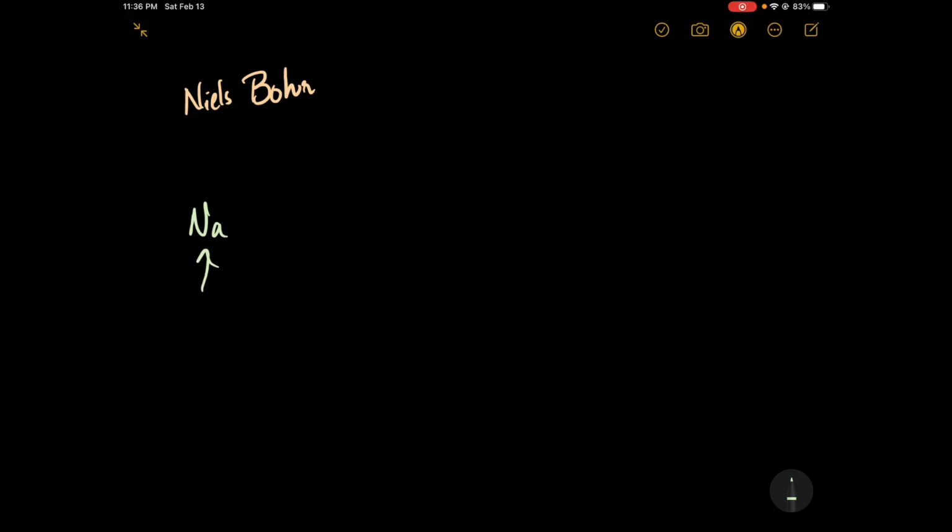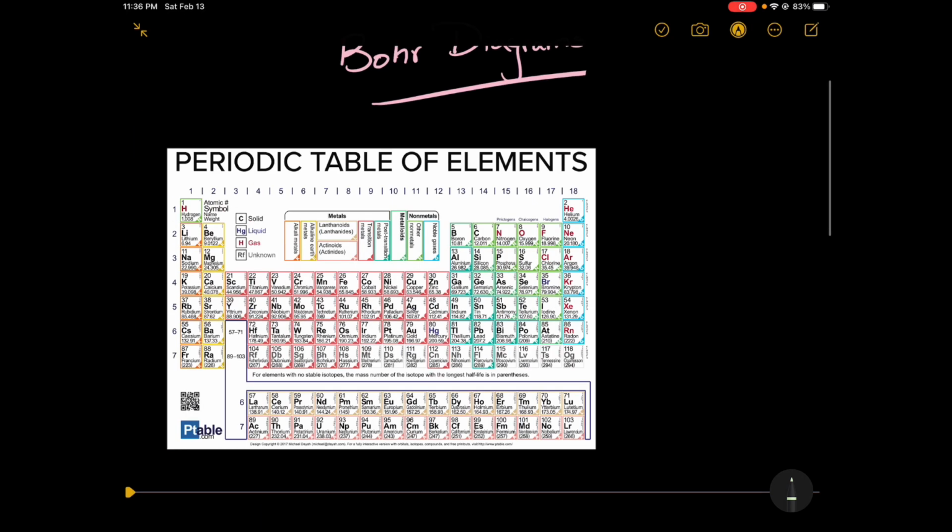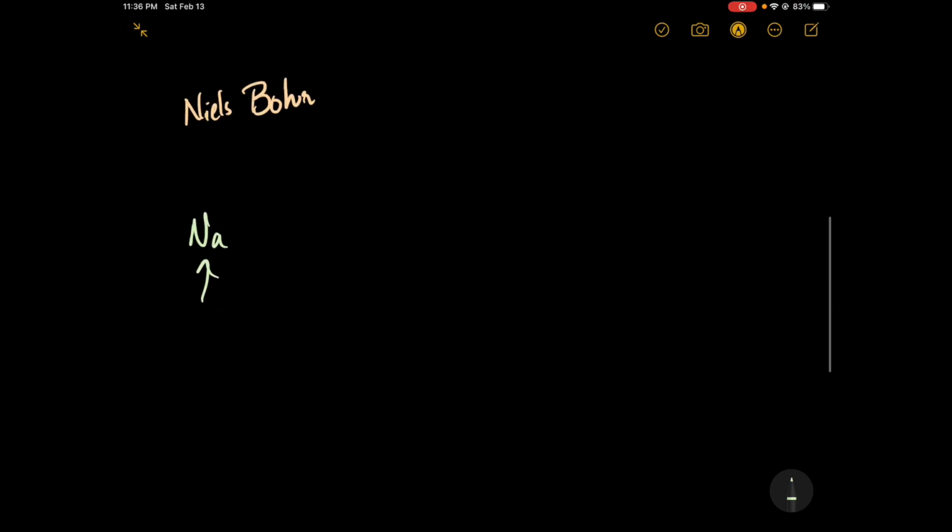This is the element sodium. By the way, we're going to be using the periodic table of elements. That's why we have this one open. This is from ptable.com. So for sodium, here's our Bohr model.